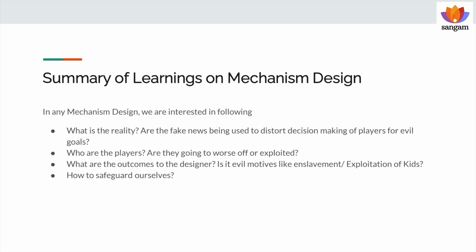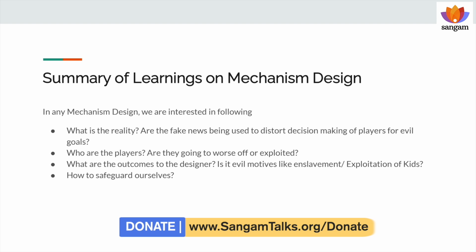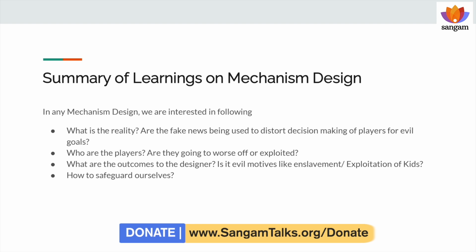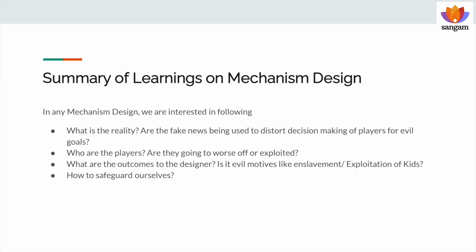And then the simple question is how to safeguard ourselves. How would we be saved from these things? Based upon these learnings on mechanism design and understanding how fake news has impacted us, we have some real-life examples where we see how things are being presented to us about the world, and what is happening. If we can find a safeguard, that would be great, but if not, then what would be the consequences.